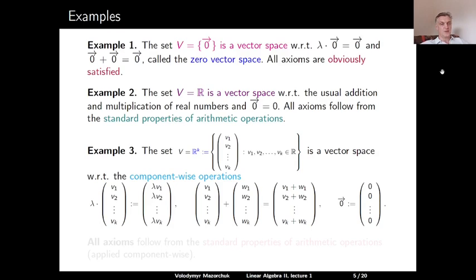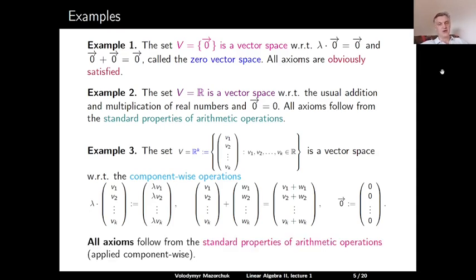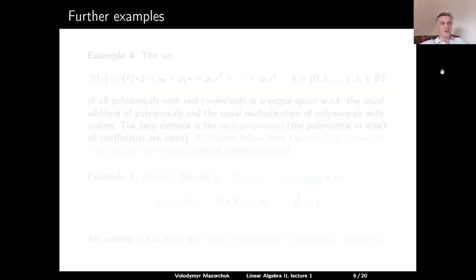If we add two vectors (v1, v2, vk) and (w1, w2, wk), we also add them component-wise. So the sum of these two vectors is a vector where the first coordinate is v1 plus w1, the second coordinate is v2 plus w2, and so on. And we define the 0 vector as the vector where all coordinates are 0. Since all definitions are done component-wise, all axioms for the vector space follow from the standard properties of arithmetic operations applied component-wise. Here's yet another example.